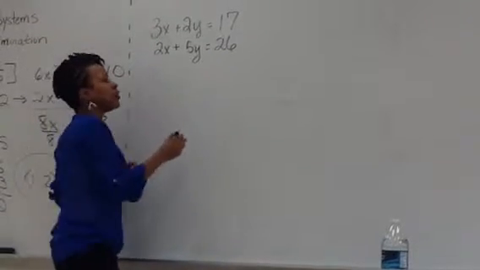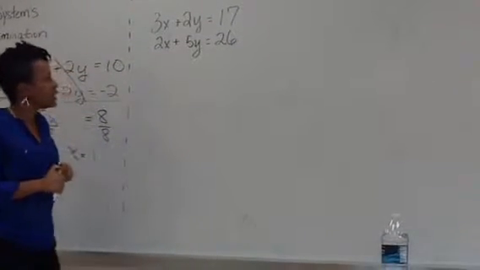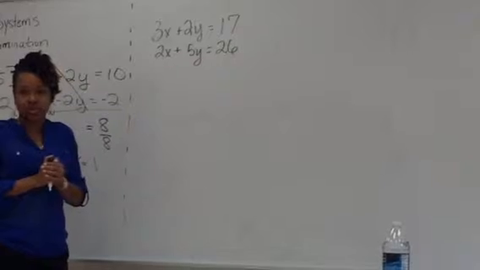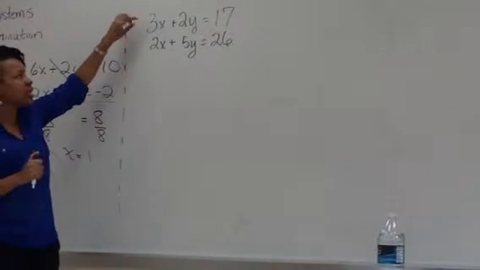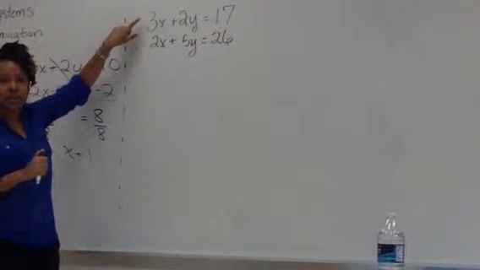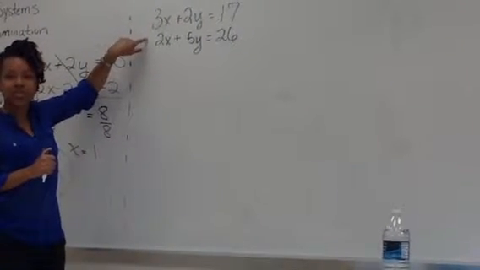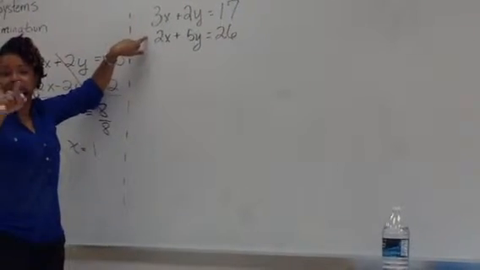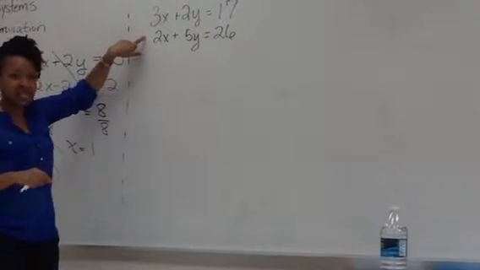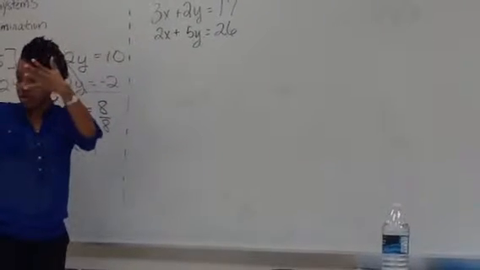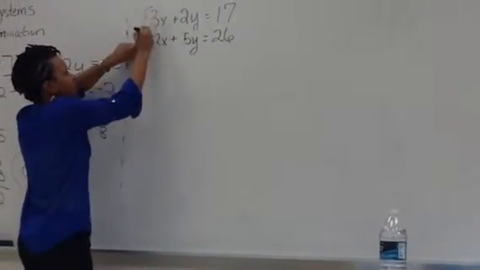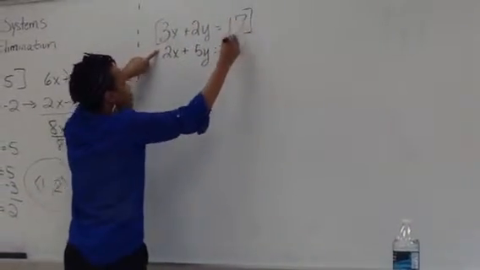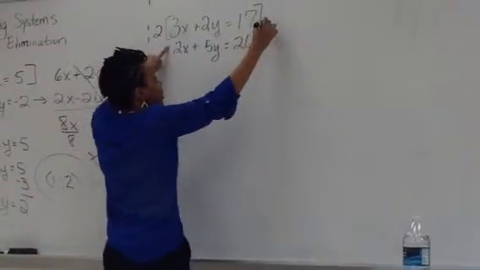So what I'm looking for is the least common multiple. You learned that in middle school. Anybody remember what the least common multiple is of 3 and 2? 1. That's the factor. What's the least common multiple? 6. It's the smallest number that they both go into. Get it? So what do you have to multiply 3 by to get 6? 2. Okay, so let's multiply this whole equation by 2.